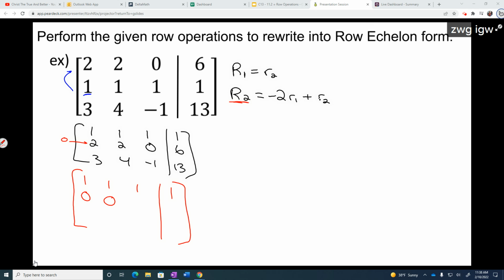This is what Trevor was talking about. Then we do -2 times 1 is -2. Add it to 0, -2 plus 0, -2. And then the last one, -2 times 1 is -2 plus 6, so what should we see? Good. And then we'll just keep the other row the same.